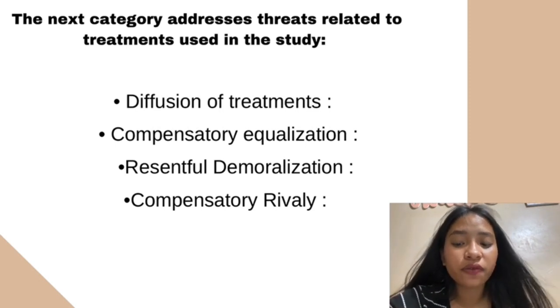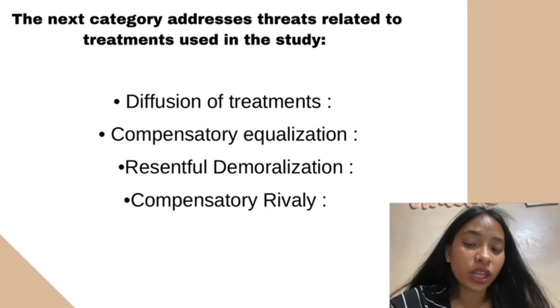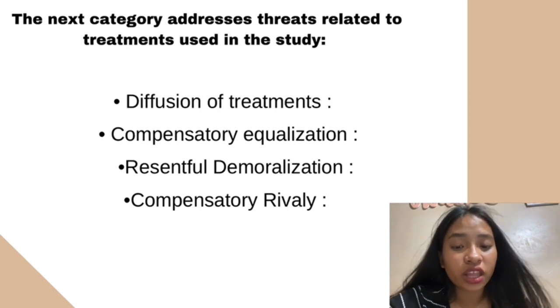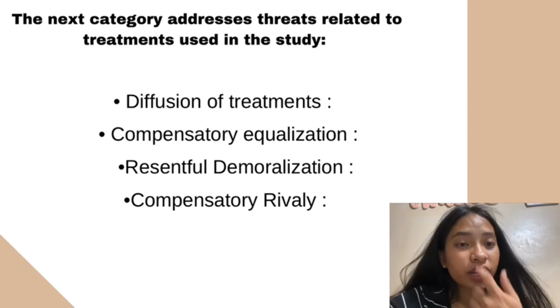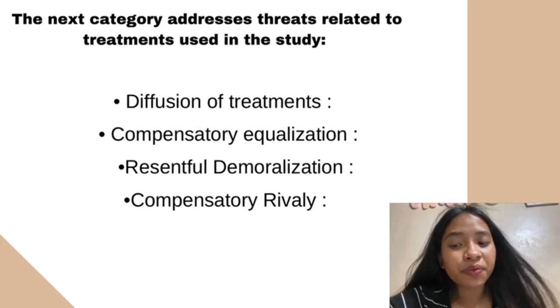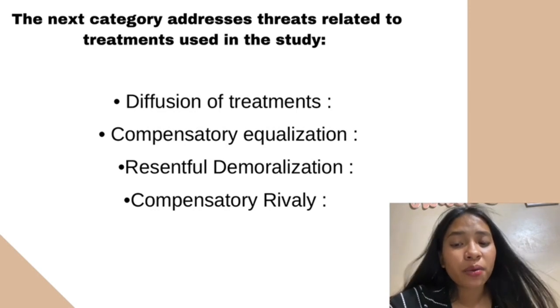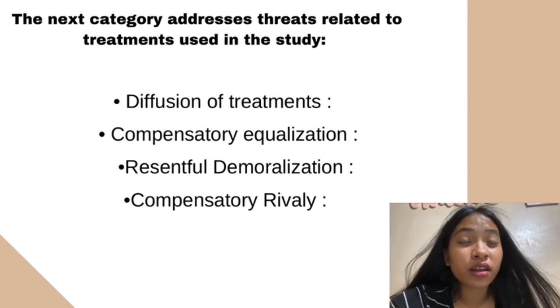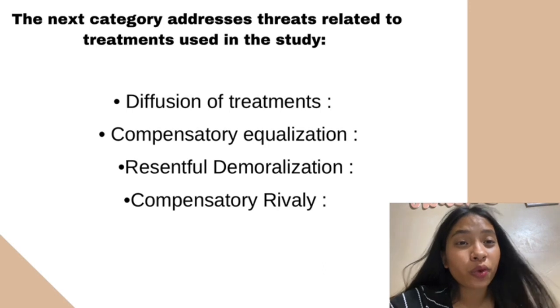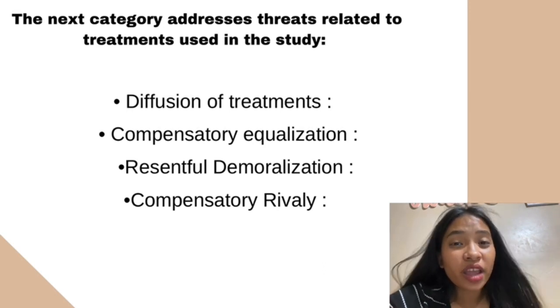The next category addresses threats related to treatments used in the study. So first is the diffusion of treatments. So the diffusion of treatments is when the experimental and control groups can communicate with each other. It can create a threat to internal validity because the control group may learn from the experimental group about what is happening in their experiment or what type of treatment they are receiving.